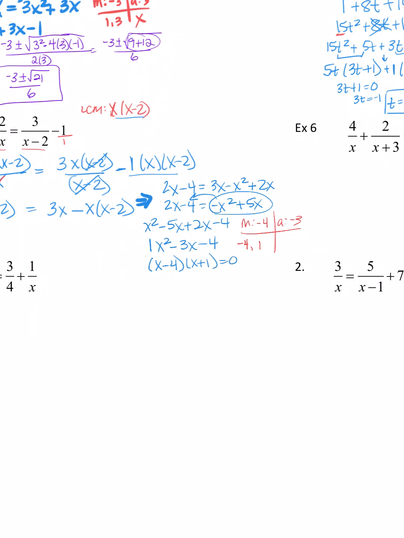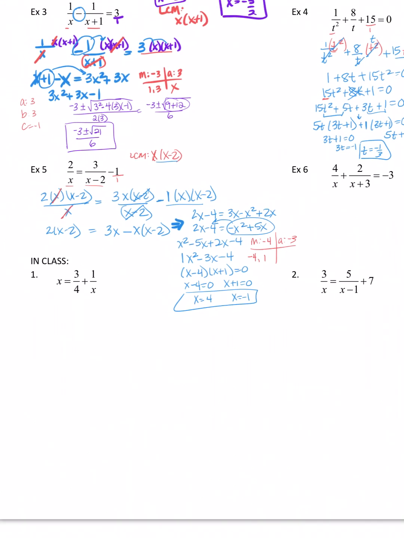Remember, it's all equal to 0. So as I finish this, I have x equals 4 and x equals negative 1. All right, so there's my two solutions. It kind of bled into that space, but there you go.